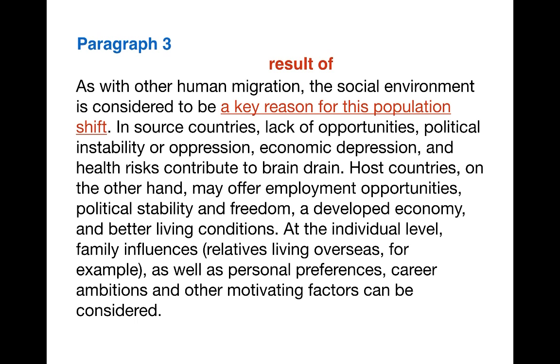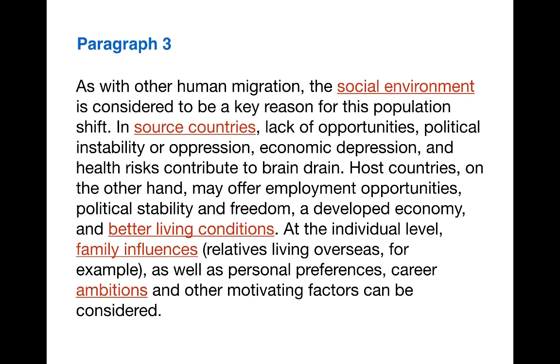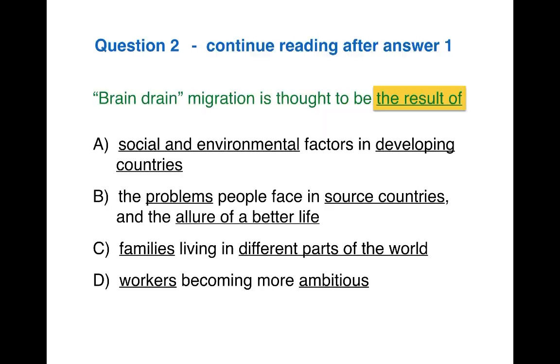We've got keywords in this paragraph that look very similar to words in all four of the choices in our question. If I highlight the keywords that I can see here: social environment, source countries, better living conditions, family influences, and ambitions, those words look like words in all four of our choices. So we need to analyse carefully to see which one is correct. Back to the question then.